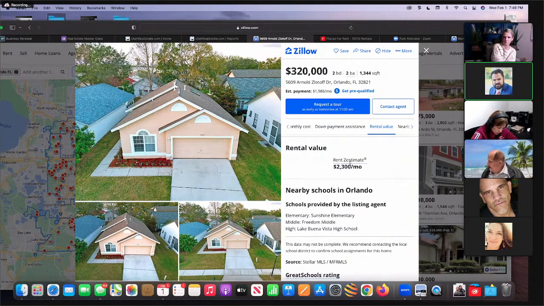Okay, so this is our property. The purchase price is $320,000. Our rent comps bring us in at $2,300. We're going to put 2 minutes on the clock. On your mark, get set, go.